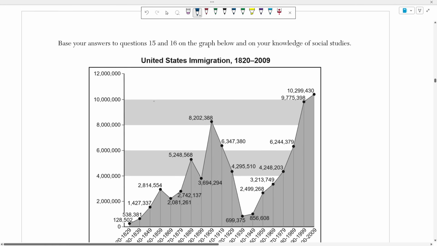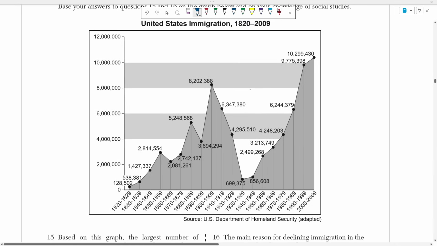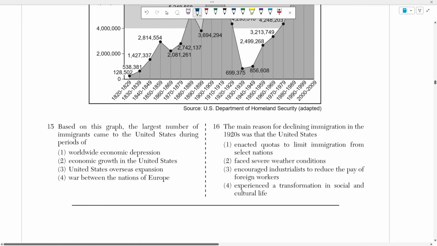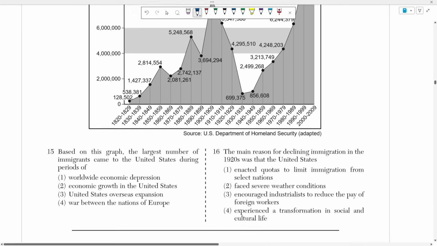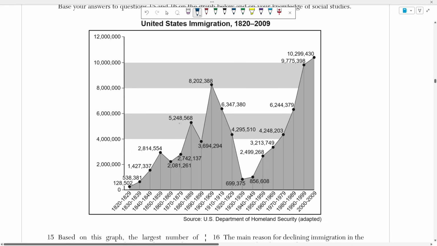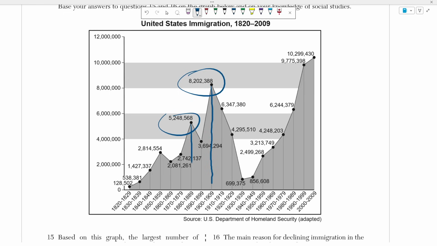Right? So here we have a chart that describes United States immigrations from 1820 to 2009. So based on the graph, the largest number of immigrants came to the United States during periods of what? Well, when were these peaks? Well, our first peak in the number of immigrants coming into America was during the 1900s to 1909. And another big peak was during 1880 to 1889. And here we have some modern day peaks from 2000 to 2009.